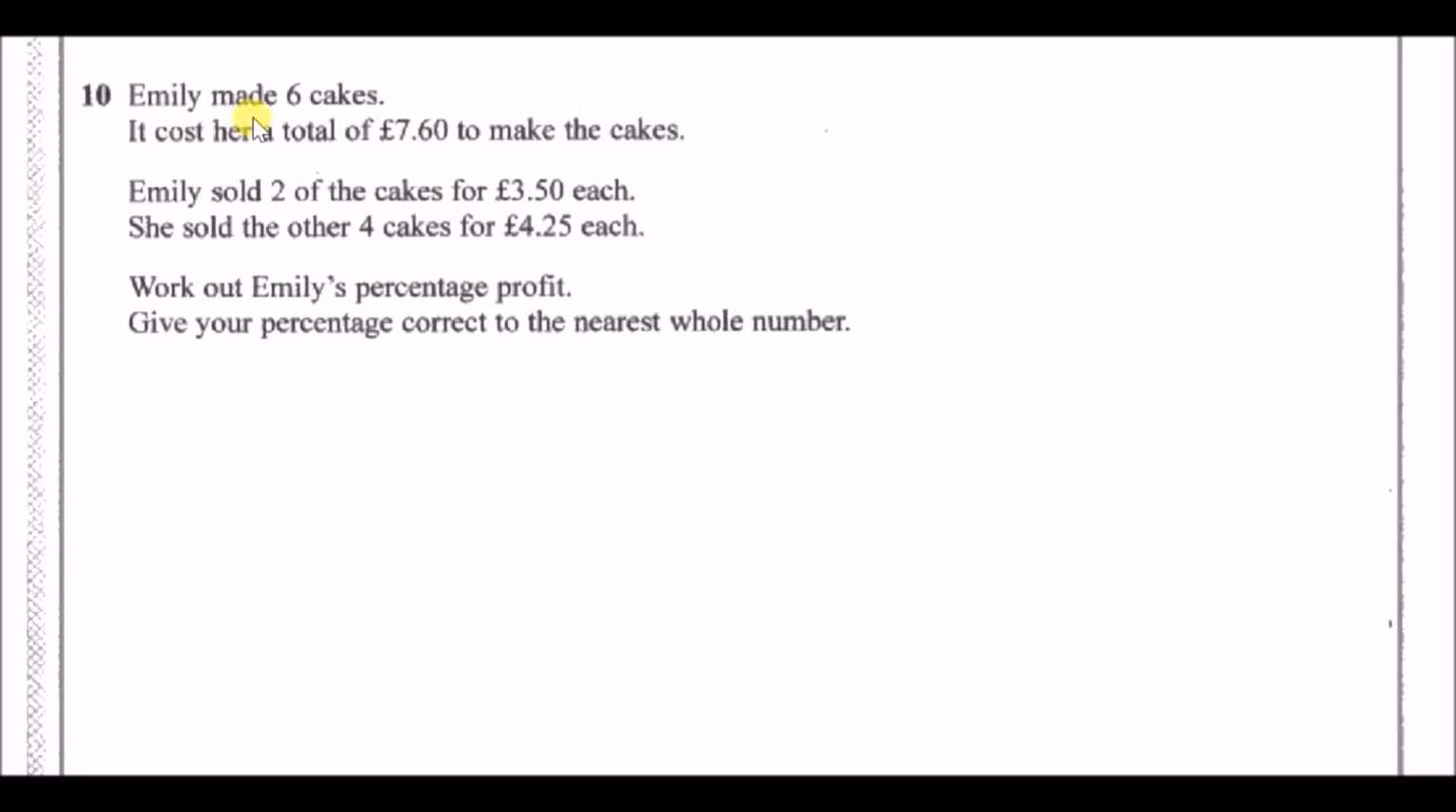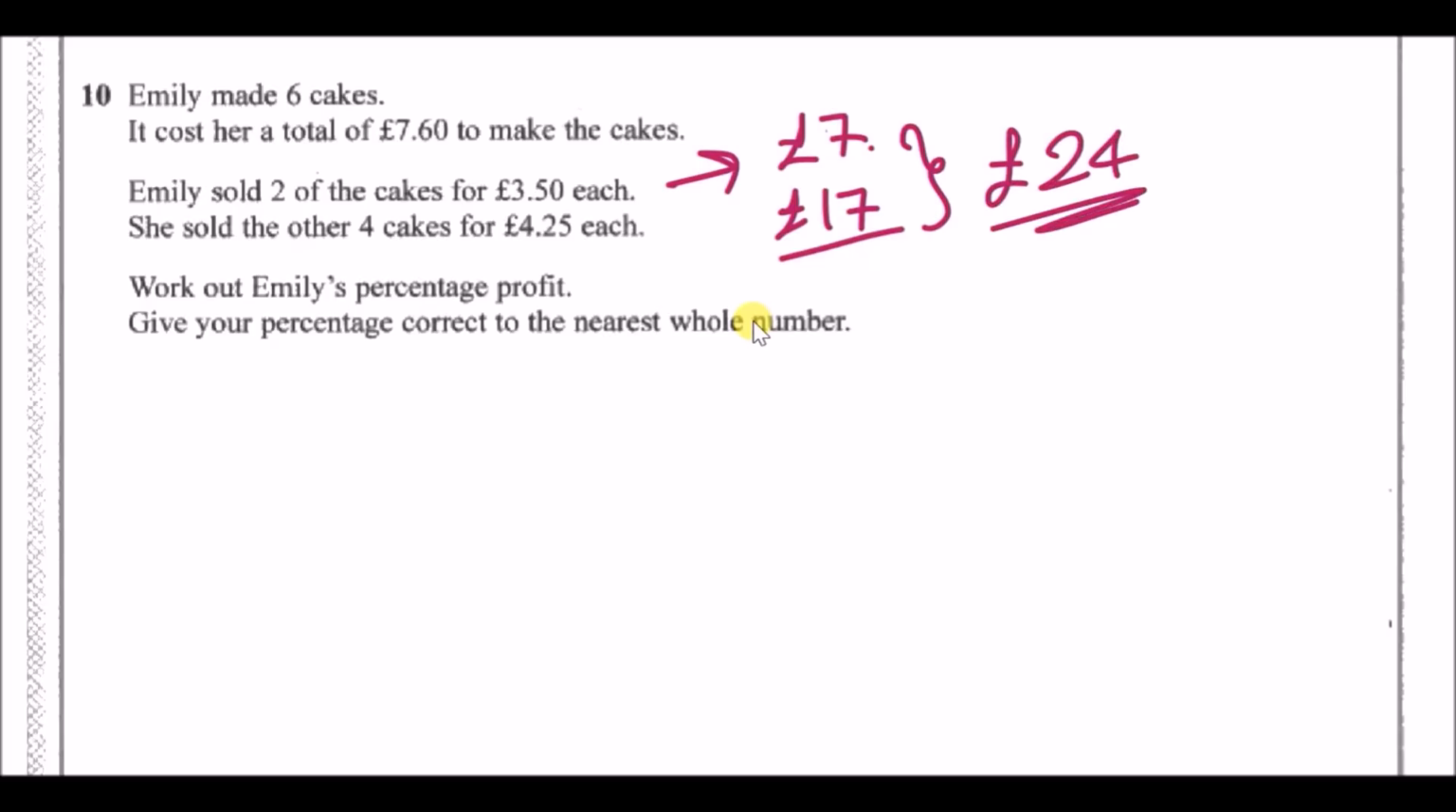All right, number 10. So Emily made 6 cakes. It cost her a total of £7.60 to make the cakes. Now she sold 2 of the cakes for £3.50 each, meaning if they were both £3.50, 2 times £3.50 is £7. Okay. She sold the other 4 cakes for £4.25 each. So 4 times £4.25, 16 plus 1 is £17. So just multiply these, yeah. So that means altogether she sold them for, if you add up the money, £24. So that's good money. That's a good return from £7.60 actually.